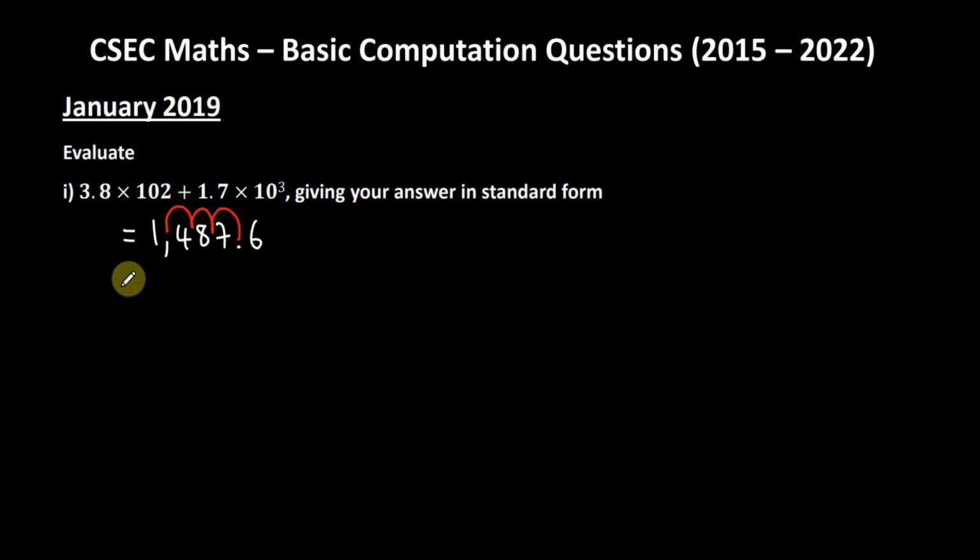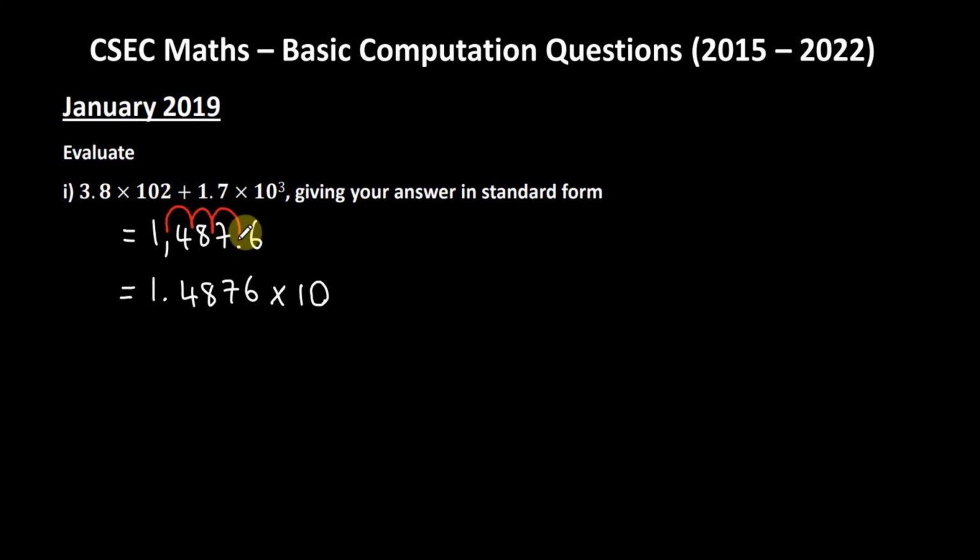Now to rewrite this, we'll end up having 1.4876. Now if you should leave it like this, then we would have actually changed the value of this numeral right here, and that's not the intention. So it should have the same value. So what we're going to do is to multiply this by 10 raised to a power. Now that power is determined by the number of places that we would have moved to the left in this particular instance.